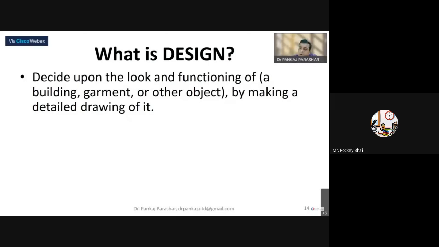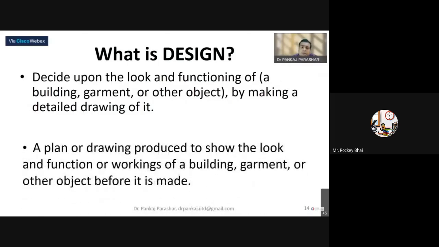This is to decide upon the look and functioning of a product, building, garment, or any other object by many detailed drawings of it. The first basic thing of doing it is to first conceptualize an idea. I want to make a mouse or I want to make a phone. Say this is a phone that I want to make. I'll have to look into the opportunities that I have, look into my restrictions and my shortcomings. That's how we design the product.